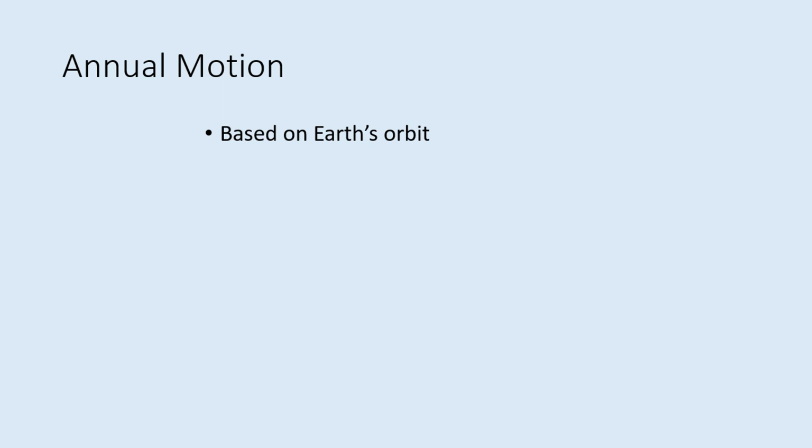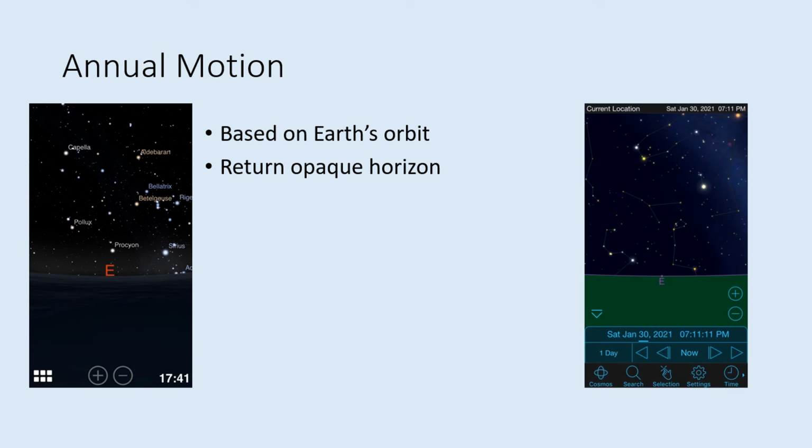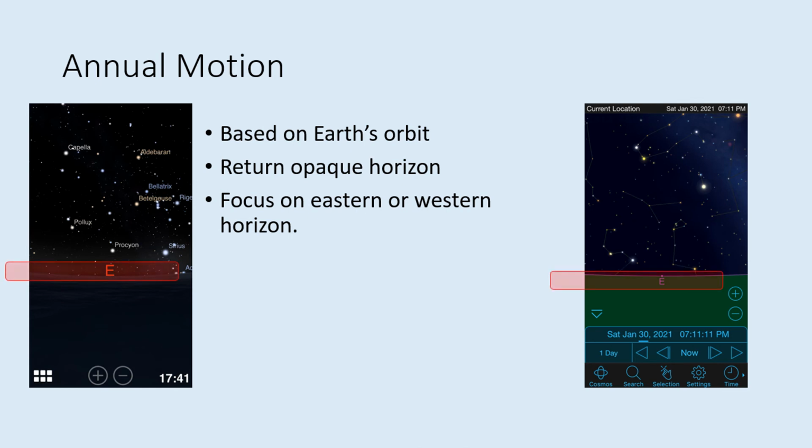Starting from where we were, you want to continue observing from your hometown. You should make the horizon opaque again, and you want to focus on either the eastern or western part of the horizon to start with. Make sure you keep the daylight off so that you can continue to see the stars in the day.